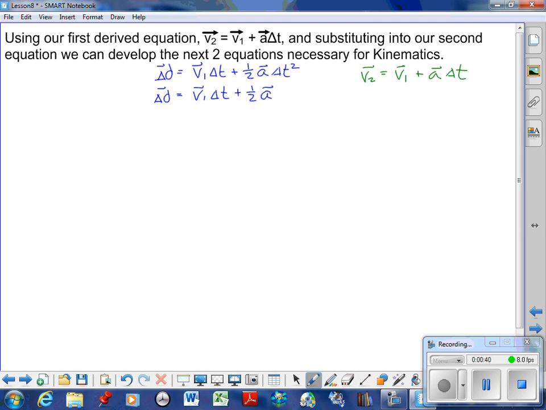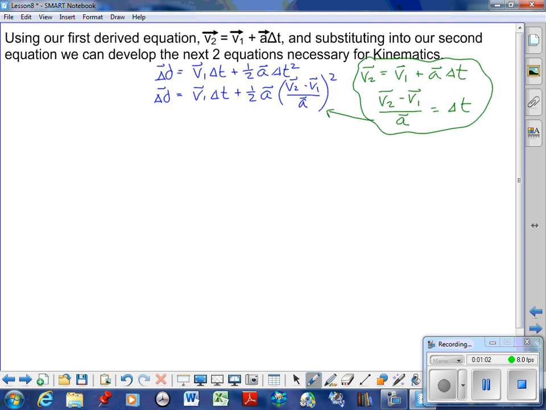So I'm going to take this equation. We're going to get rid of time, so I'm going to isolate for time here. V2 minus V1 over A is going to equal delta T. Knowing that, I'm going to do my substitution over here, which means I'm going to have V2 minus V1 over A, that's all squared. Cleaning this up a bit, delta D will equal V1. Oops, I also have to do that delta T substitution as well. So delta D equals V1, and we will have V2 minus V1 over A.